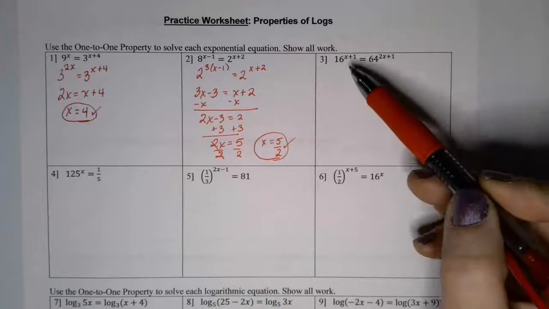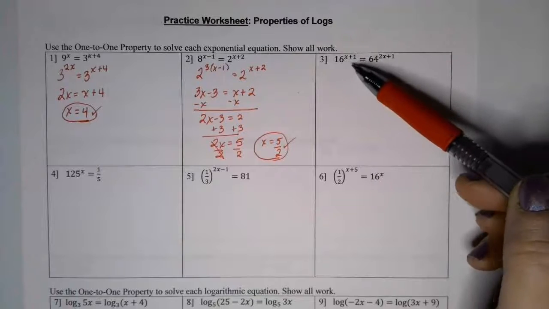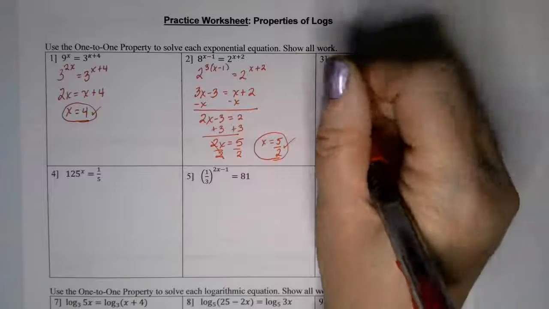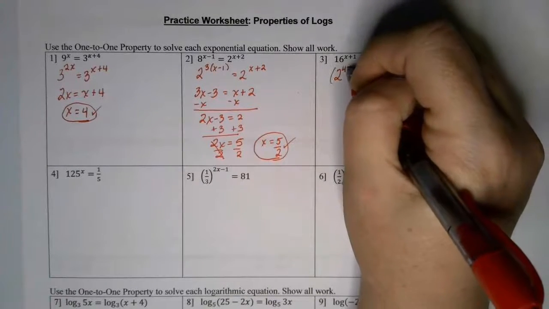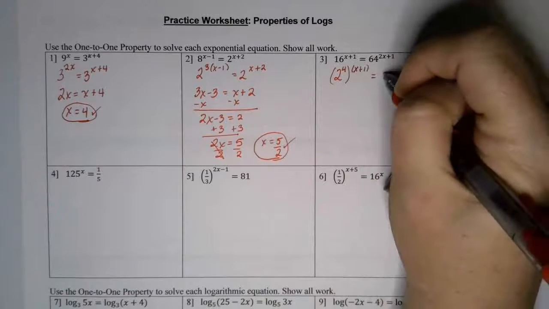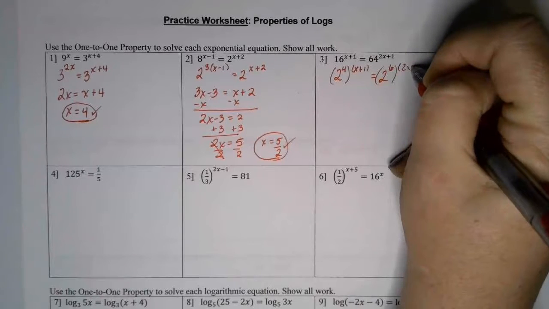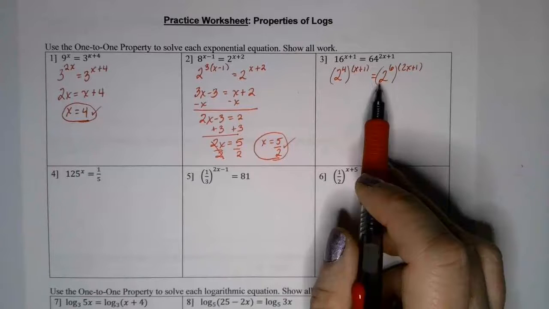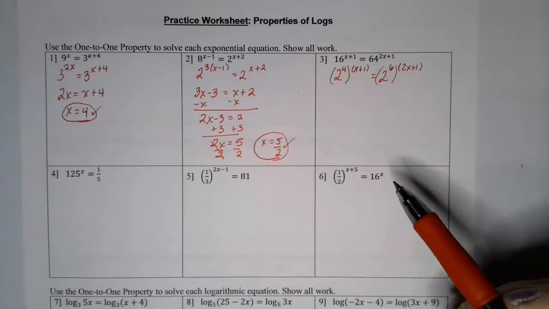In number 3, we want to use the one-to-one property to solve the exponential equation, which means we need these bases to match. 16 can be written in a base of 2 as 2 to the 4th power, and that's still to the x plus 1. And 64 can be written in a base of 2 as 2 to the 6th power, and that's still to the 2x plus 1. Okay, now that our bases are equal, we can set our exponents equal, and when you power a power, you multiply your exponents.